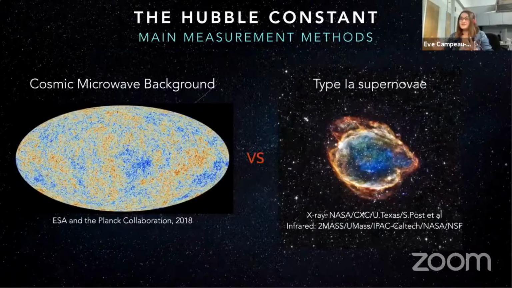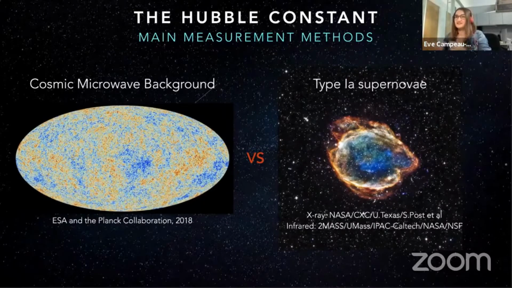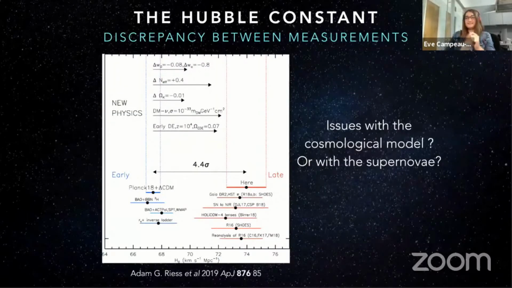So right now we have two main measurement methods to evaluate H0. The first one uses the cosmic microwave background, which is a radiation coming from the early universe. It also relies on a theoretical cosmological model. The second method uses type 1a supernovae, which are explosions of stars. The problem is both methods don't yield the same value.